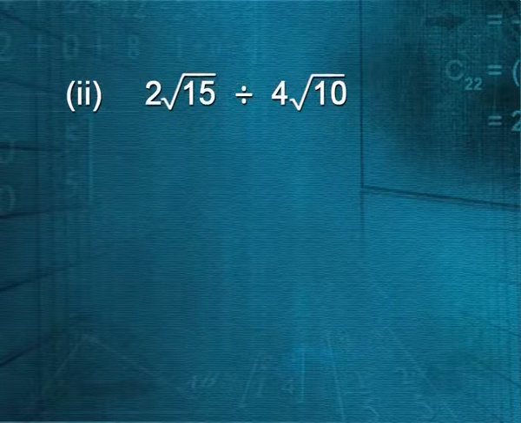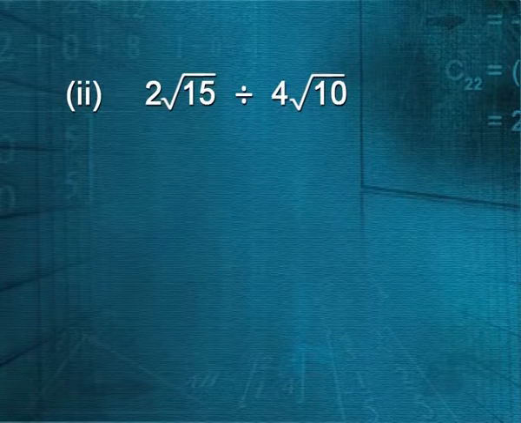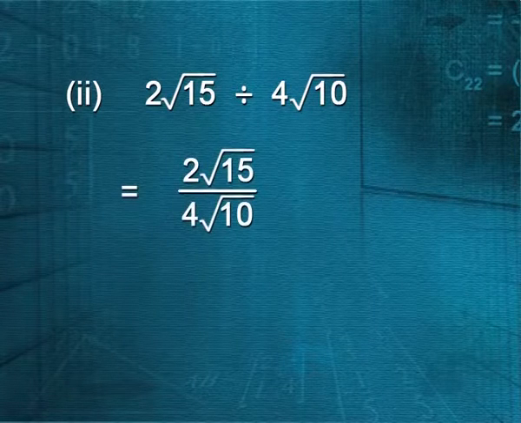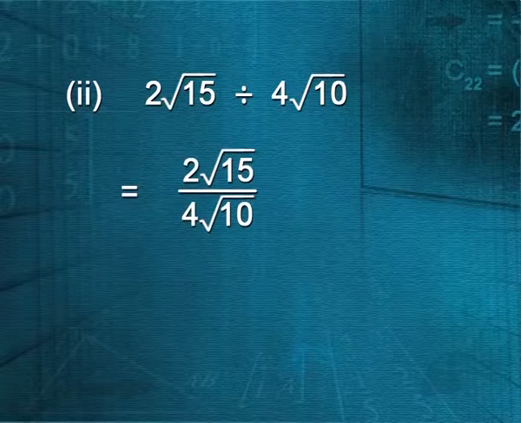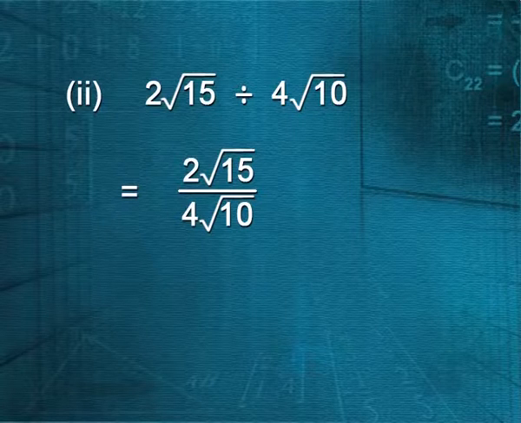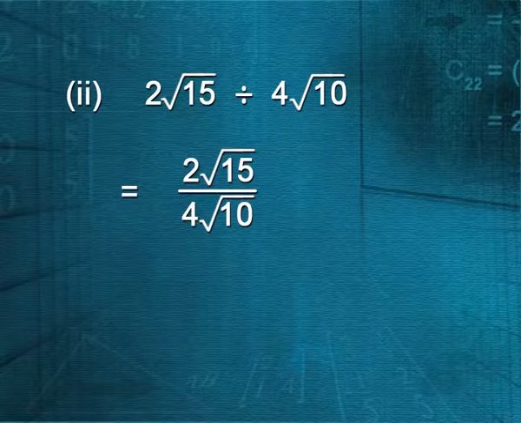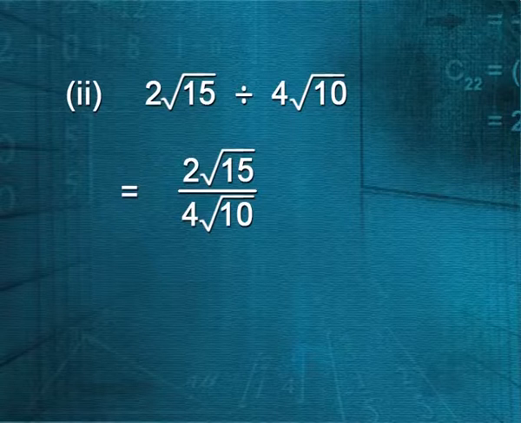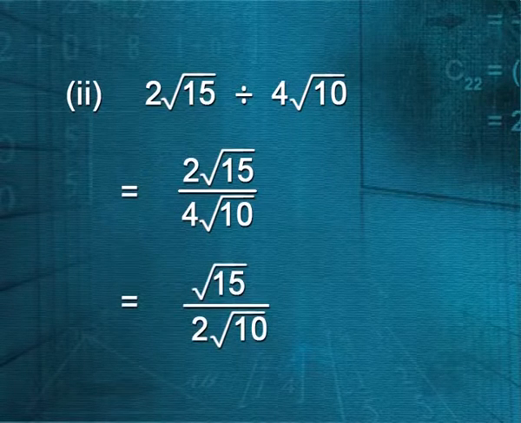Let us see the second example, 2 root 15 divided by 4 root 10. Here in the numerator you have 2 and in the denominator you have 4. And what is the highest common factor between 2 and 4? Yes, you know it very well. 2 is a common factor between 2 and 4. Therefore, we can divide numerator and denominator by 2. Dividing the numerator and denominator by 2, you will get root 15 divided by 2 root 10.